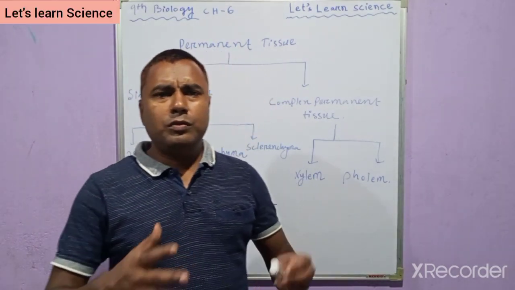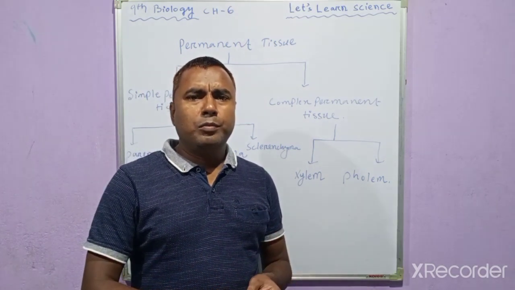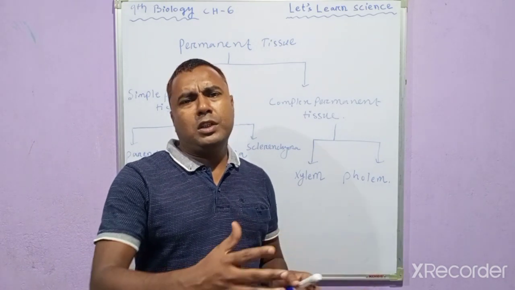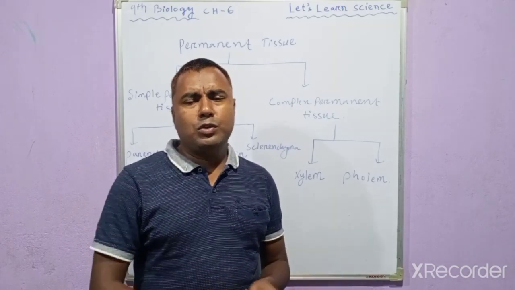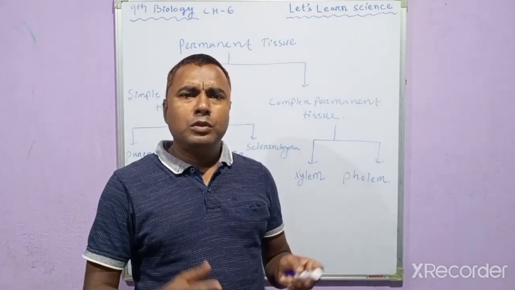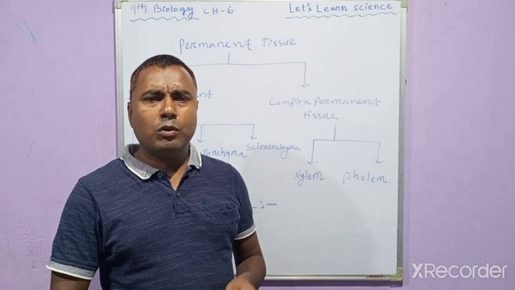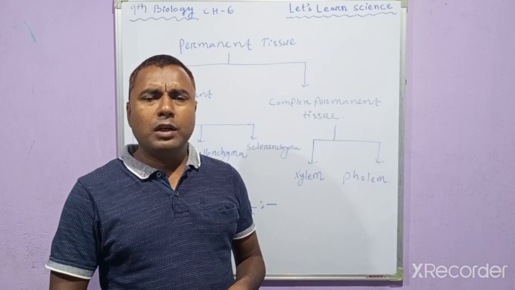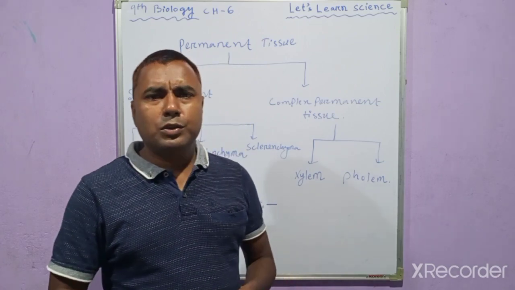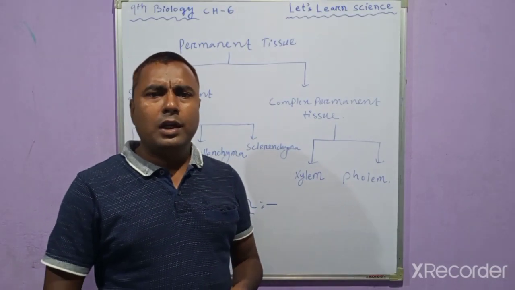In our last session, we discussed the various types of meristematic tissue. We came across what meristematic tissue is. Meristematic tissue is the dividing tissue. Only because of meristematic tissue, the plant is able to grow. Both primary growth as well as secondary growth take place with the help of meristematic tissue. There are three types of meristematic tissue: apical meristematic tissue, intercalary meristematic tissue and lateral meristematic tissue.